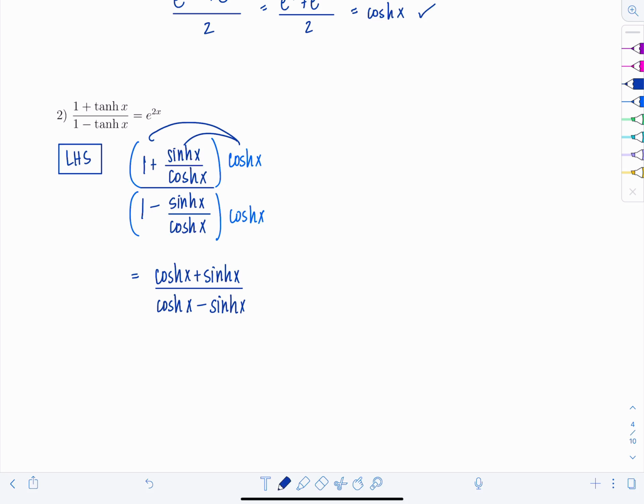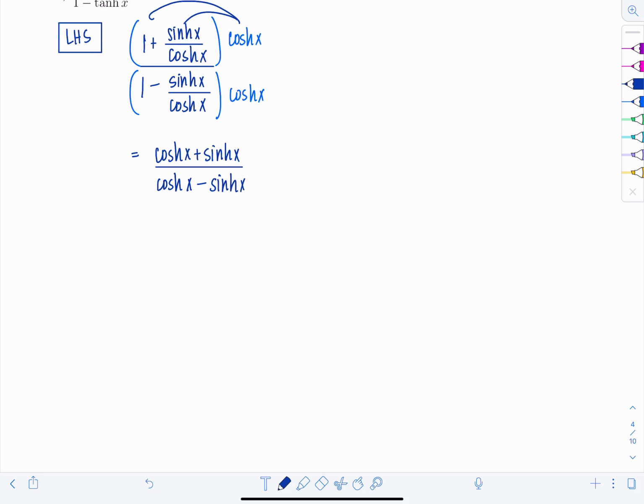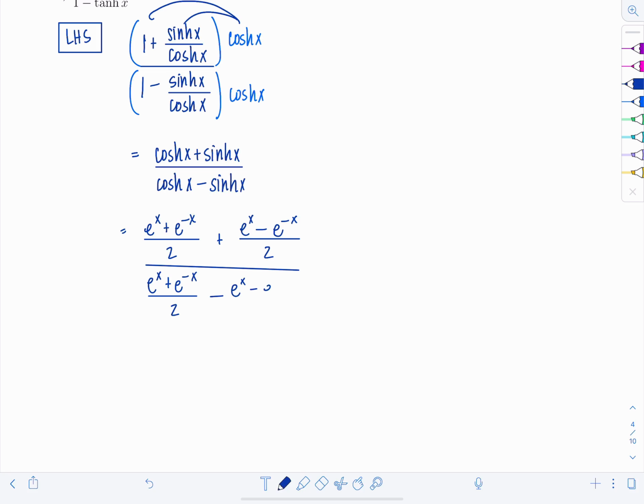And then now since I see, okay, the right-hand side, I got an e to the 2x. So I want to switch everything to being written in terms of e, powers of e. So I know cosh of x, that's e to the x plus e to the negative x over 2, plus sinh of x, that's e to the x minus e to the negative x over 2. And then in the denominator, I'm going to have the exact same thing, except a minus sign between them, right? Minus e to the x minus e to the negative x over 2.